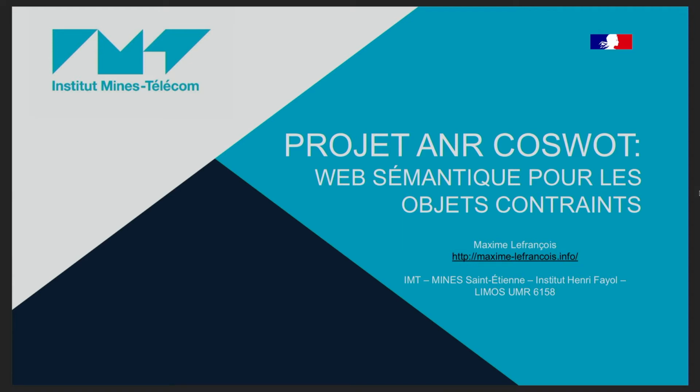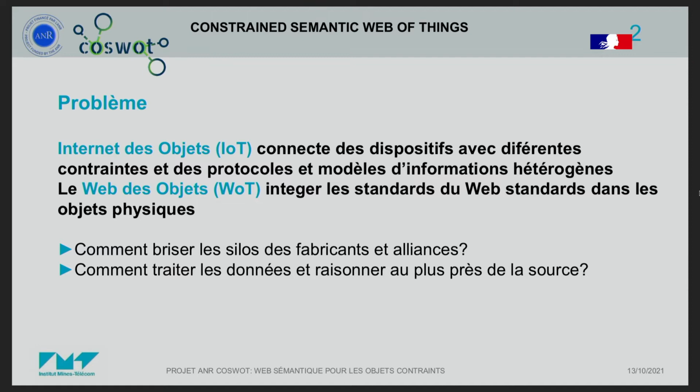So the main problem that we tackle here is how to transition from what we can call the Internet of Things, Internet being the network, where devices that have very strong constraints and a lot of heterogeneous protocols and information models are connected. And let's try to move progressively to what we could call a web of things, where we want to adopt and potentially adapt the web standards on top of the Internet of Things.